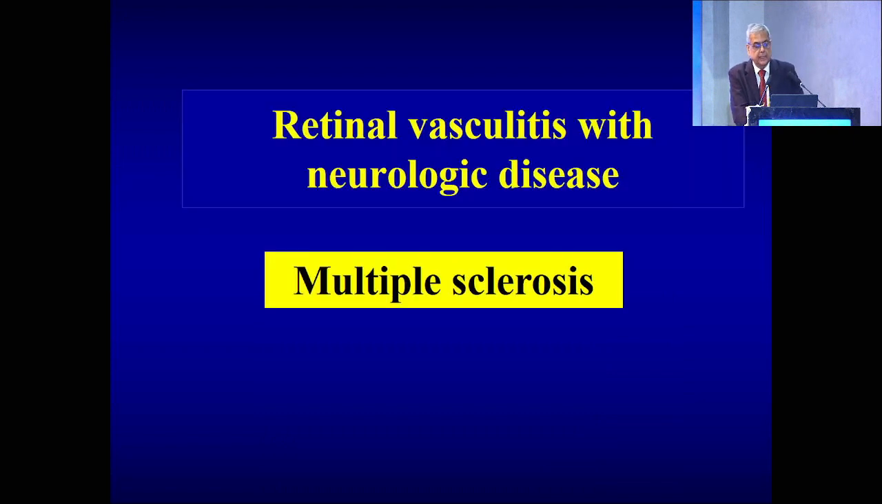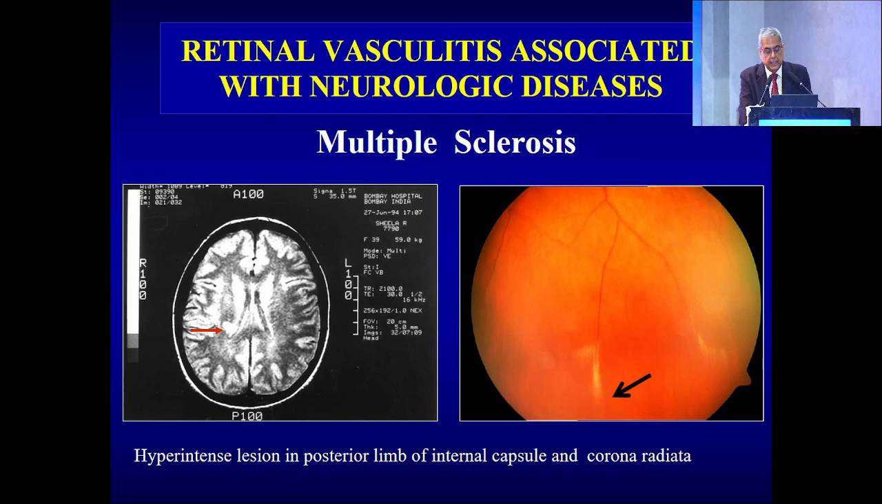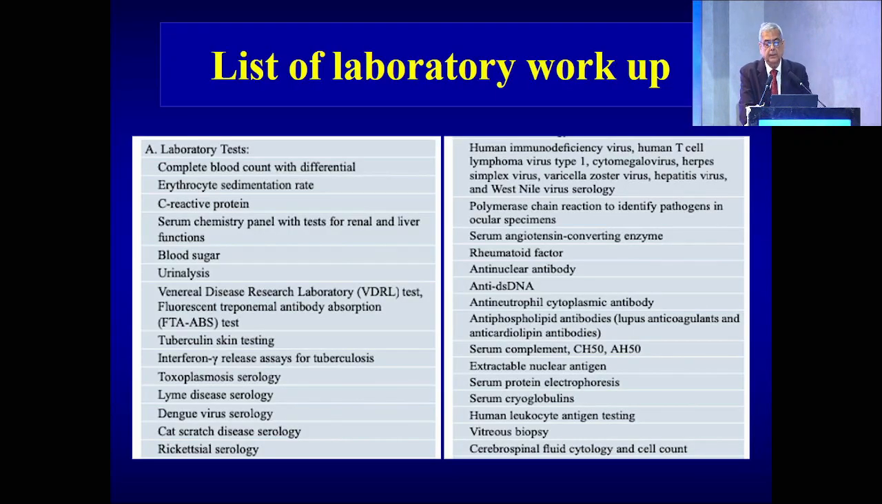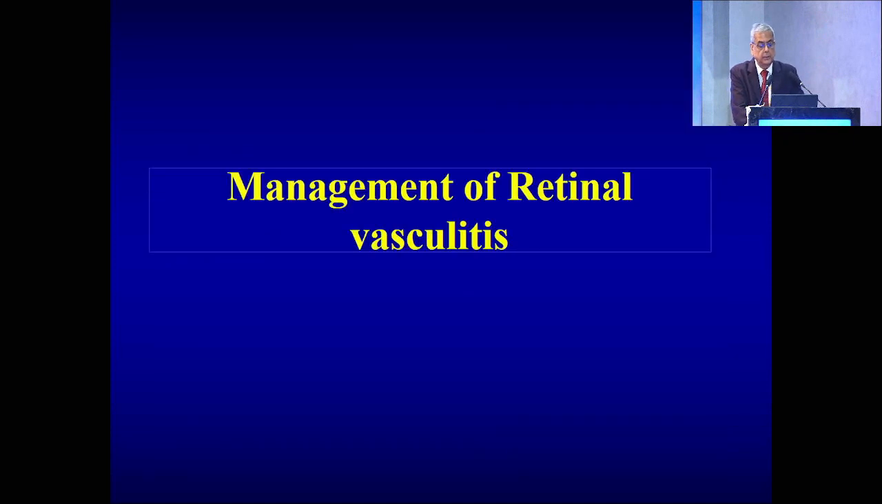Retinal vasculitis can be associated with neurologic disease. This is recurrent anterior retinal vasculitis associated with multiple sclerosis. Here we can see the MRI showing hyperintensity in the posterior limb of the internal capsule and corona radiata, as well as the retinal vasculitis in the patient. Investigation: there is a risk of extensive workup, but what we recommend is a tailored and focused, stepwise investigation, as it is often non-contributory.